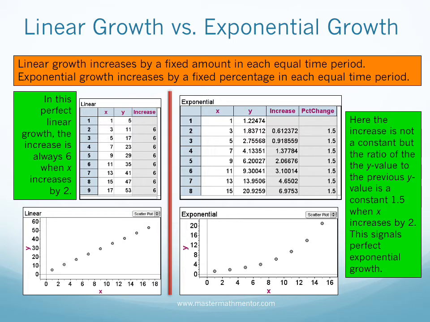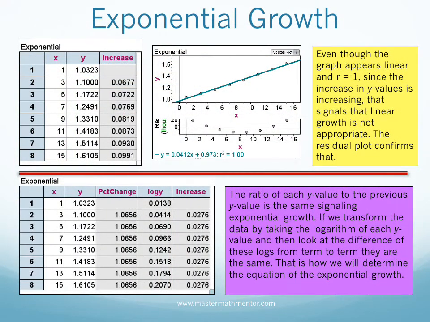This signals linear growth. But on the example on the right, we see that the increase from y value to y value is not constant, it is growing. However, if we take the ratio of any y term and the previous y term, we get constant 1.5. This signals exponential growth. When we look at the graph of the data at the top of the slide, we see that it looks linear.